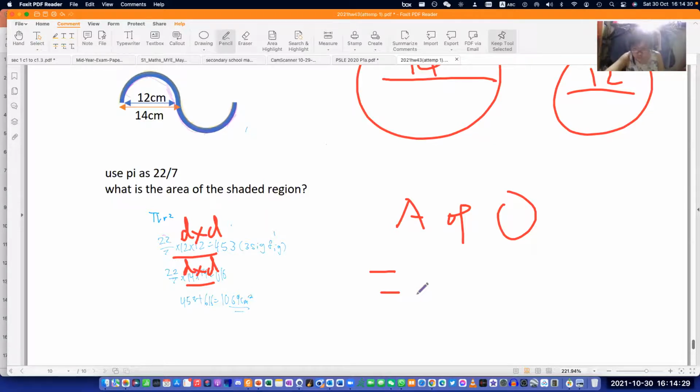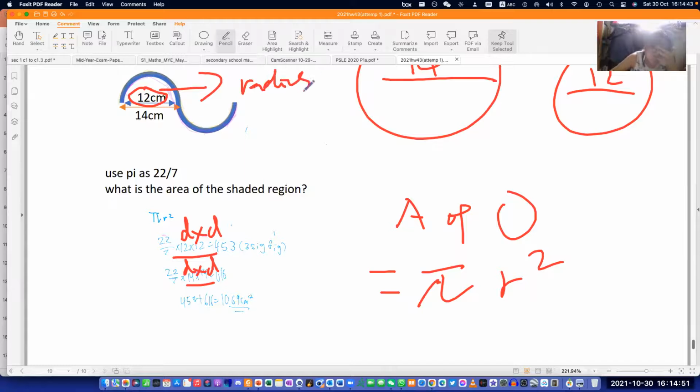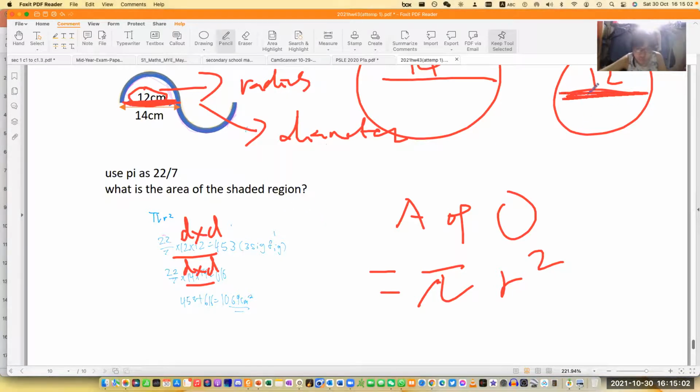Did I ask you to check? I asked you to tell me straight away. Then I asked you to tell me in full. You were just thinking? Okay, good. Pi r square. Yes, pi r square. Then can I ask you, is this 12 a radius or a diameter? Radius. This 12 is radius? Oh, diameter. Then if 12 is diameter, how do you find radius?